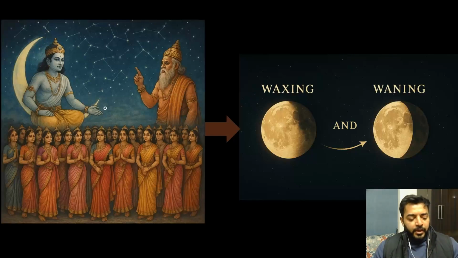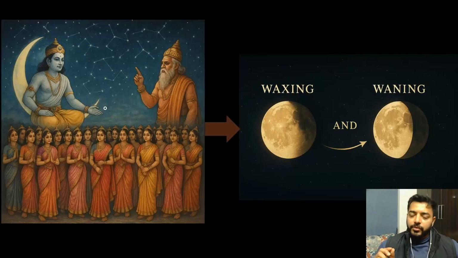Anyway, so there are 27 different nakshatras in Vedic astrology, and each nakshatra was one of the daughters of Daksh Prajapati. So Daksh Prajapati had 27 daughters, each one representing a nakshatra. The nakshatras start with Ashwini, Bharani, Kritika, Rohini, Mrigashira, etc. Ardra, Punarvasu, Pushya, and it goes on to have 27 nakshatras.